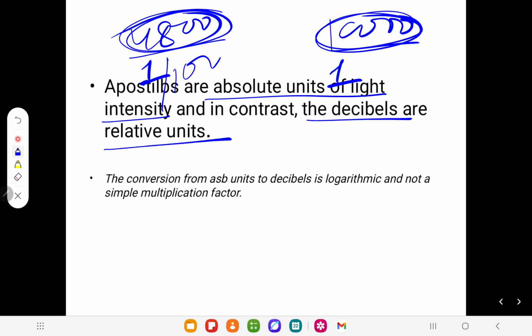Okay. So conversion from the apostilb unit, which is an absolute unit, to decibel is logarithmic. And just remember, not a simple multiplication factor. It's very important. Okay, apostilb and the decibel, it's very important. Decibel depends upon the maximum intensity that the machine can throw on you. Apostilb is just a unit. It doesn't matter whether 100 units from, I don't know, a tab, or 100 units from the lamp. That's 100 units apostilb.